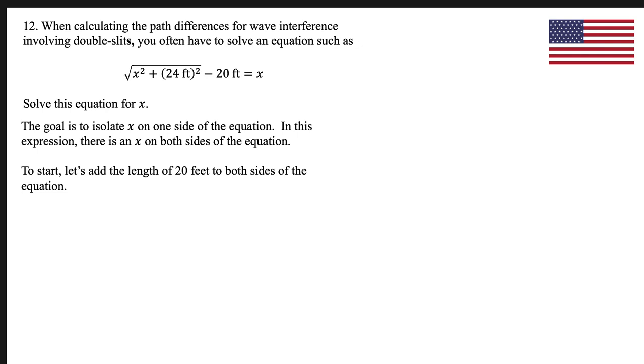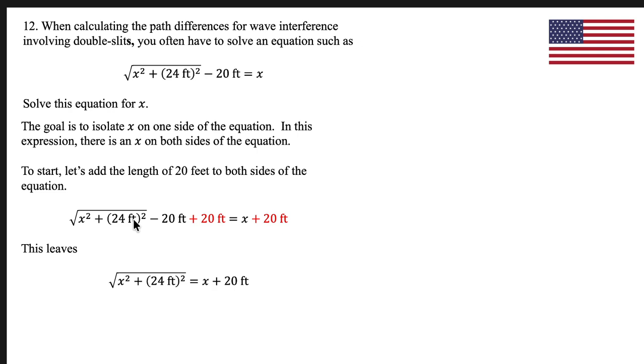Here there's an x on both sides, so we can start by adding 20 feet to both sides of the equation. Like that. So minus 20 feet plus 20 feet, that's 0. On the left-hand side, we have x plus 20 feet. On the right-hand side, we have the square root of x squared plus 24 feet, quantity squared.